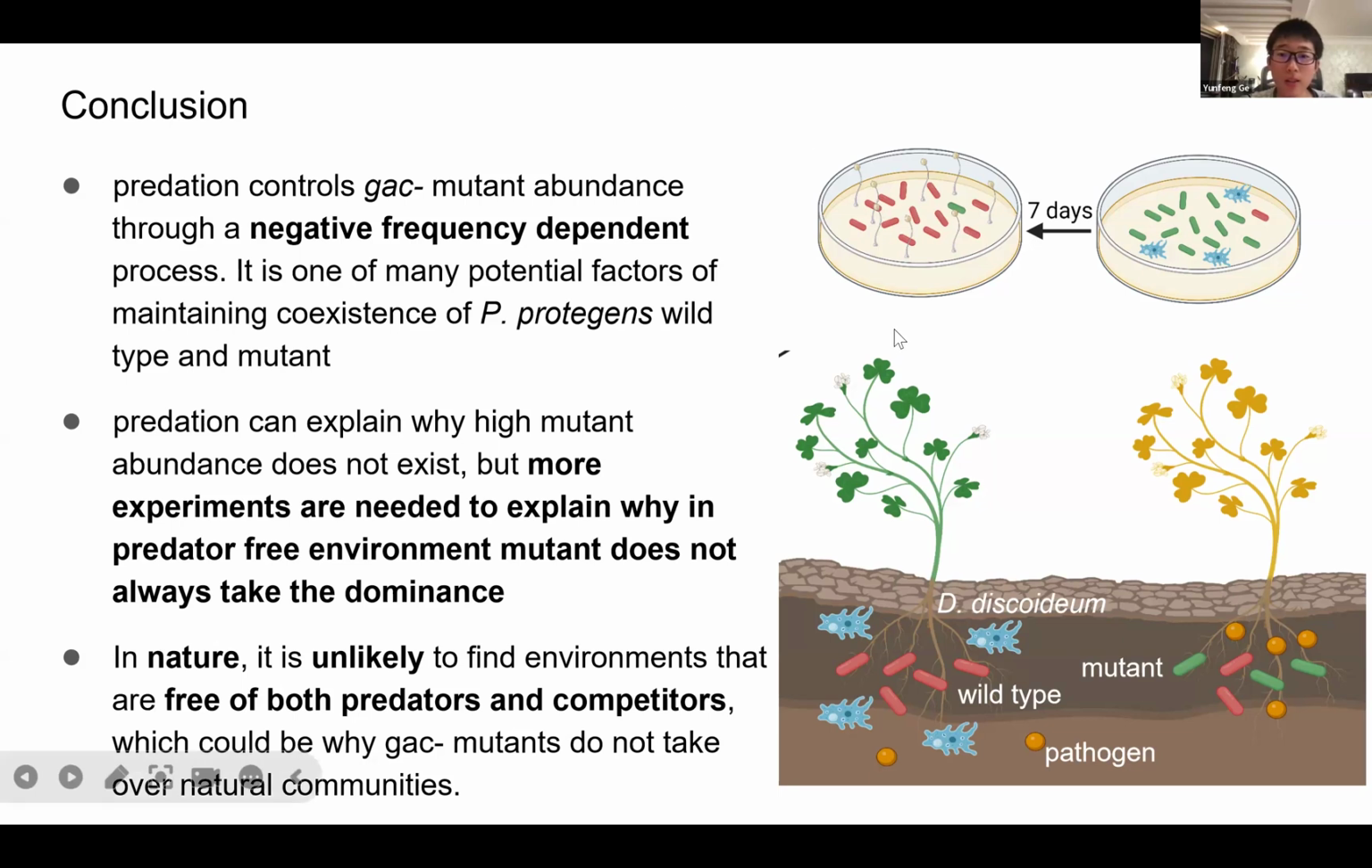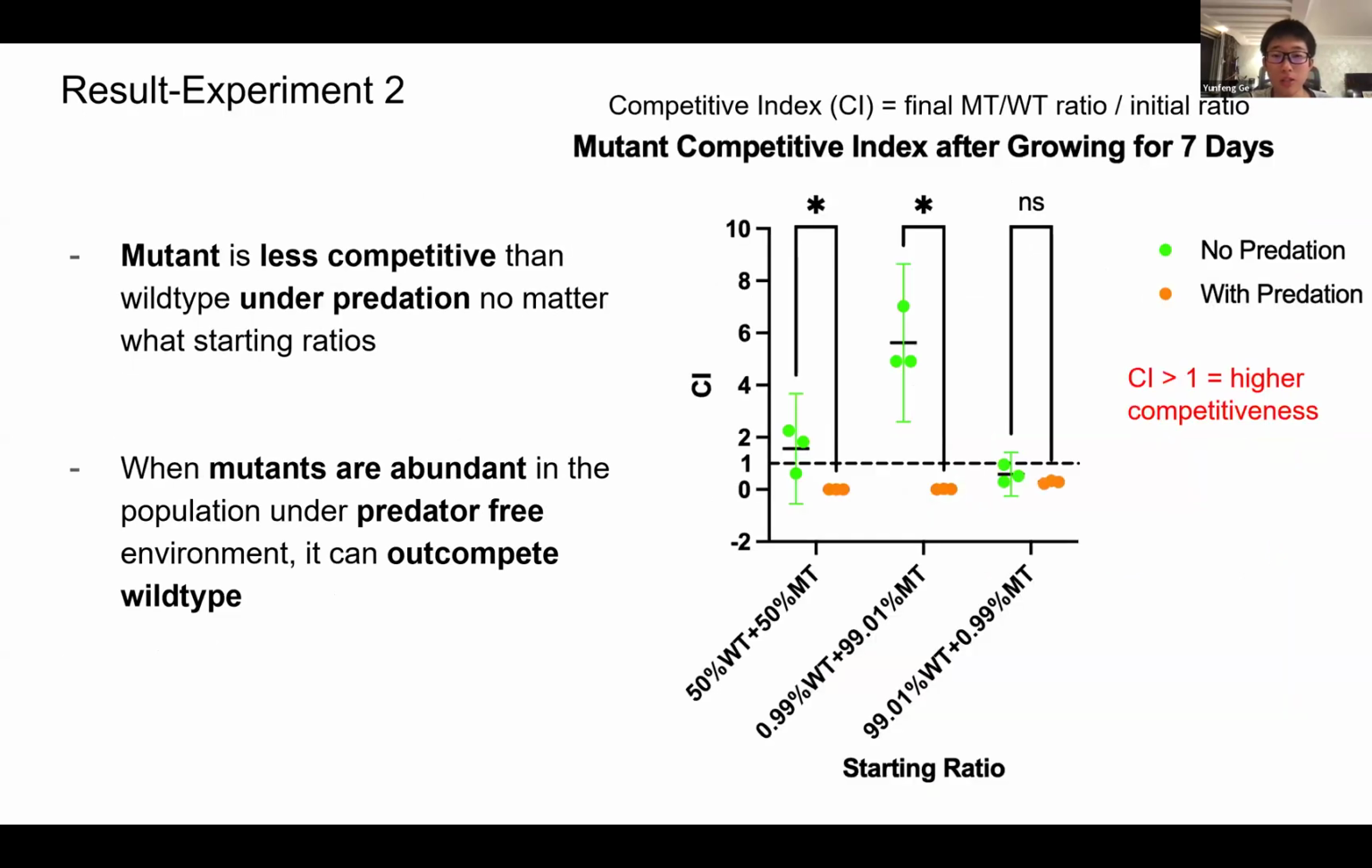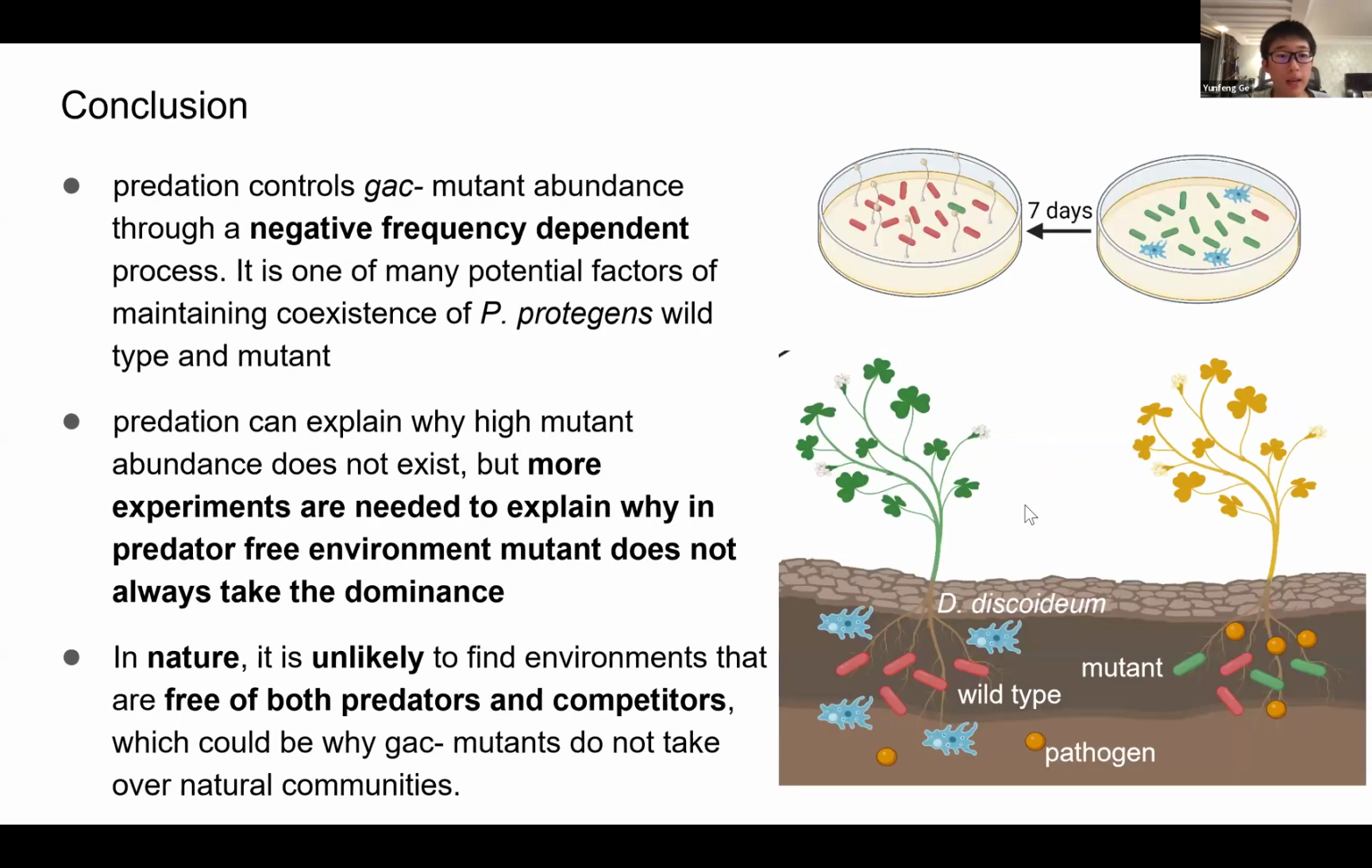And this phenomenon can also explain why high mutant abundance does not exist, since the predation can just eat up all the mutants. However, more experiments are needed to explain why, in a predator-free environment, the mutant does not always take dominance. The CI value on the previous slide shows that it's taking dominance when mutants are abundant, but not really when the mutants start at a relatively low ratio.